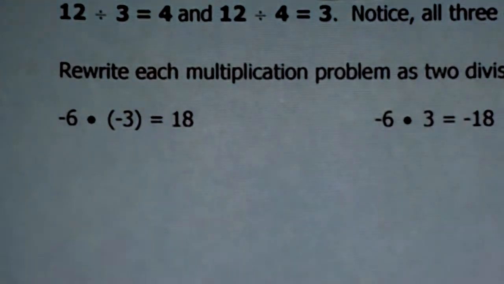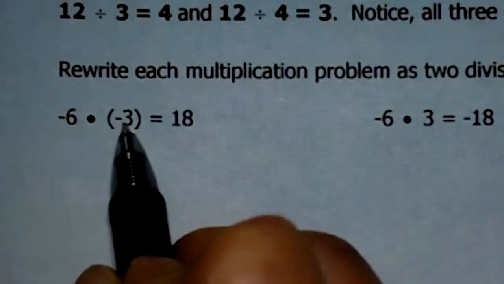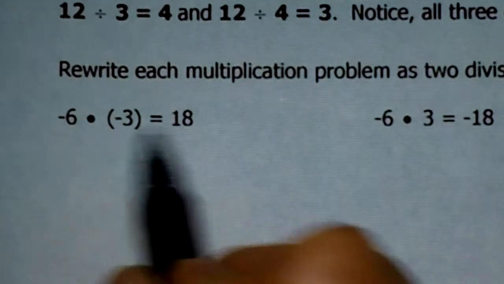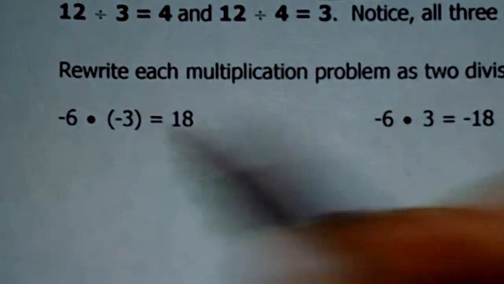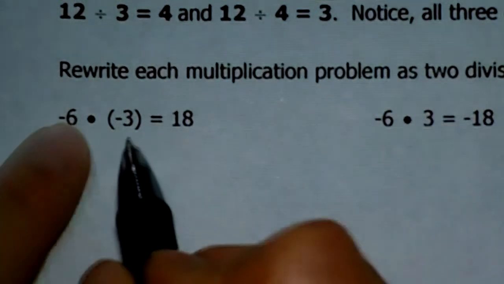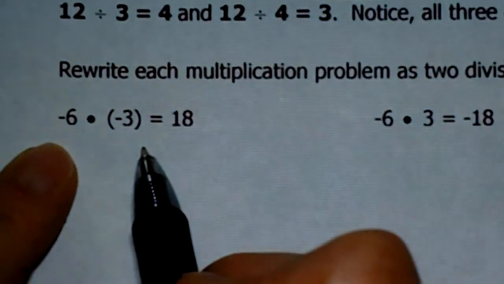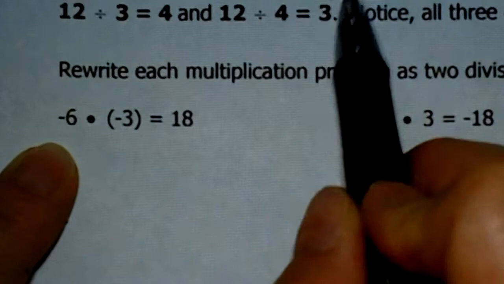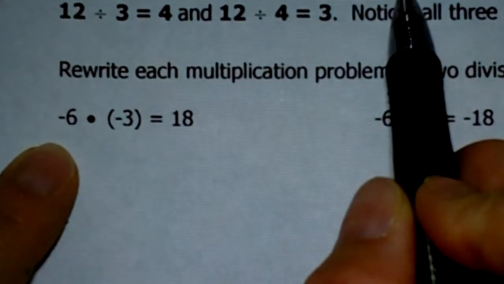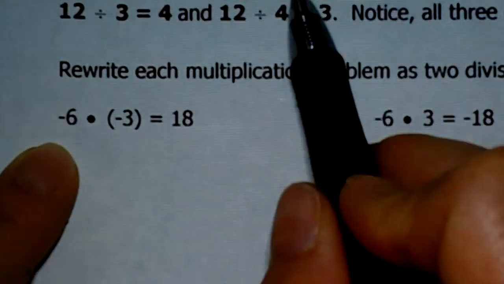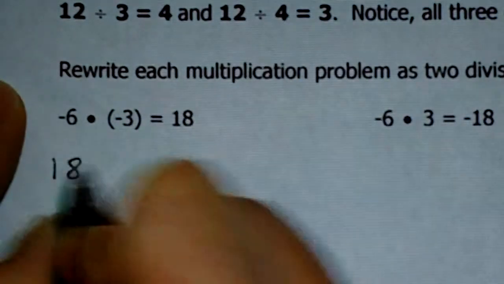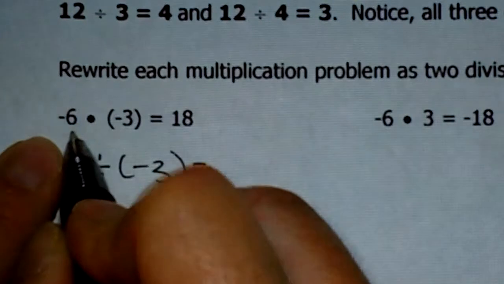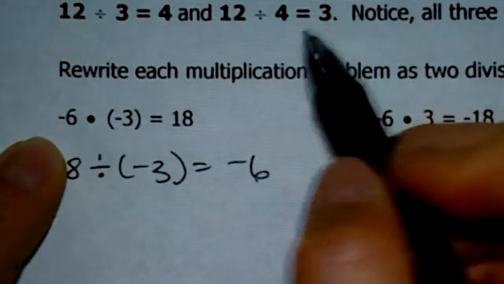It'll be okay. Okay, so I have negative 6 times negative 3 is 18. We know this is true. We just learned that when you multiply two of the same sign, it's positive, and 6 times 3 is 18. I could also rewrite this, and we're going to rewrite the two division problems this would represent. So if 4 times 3 is 12, not changing the digits, we said 12 divided by 3 is 4, right? So this would mean that 18 divided by negative 3 would be negative 6, according to this up here.